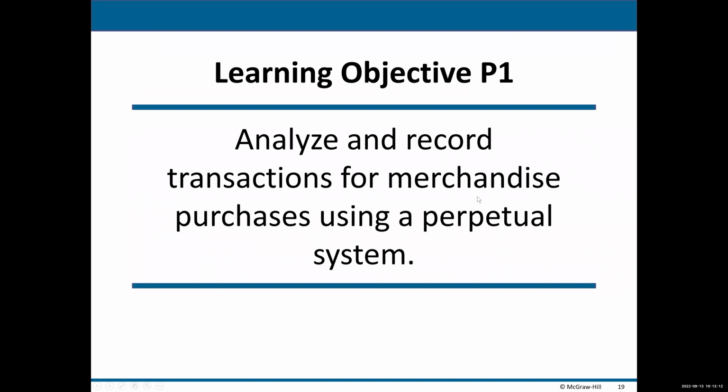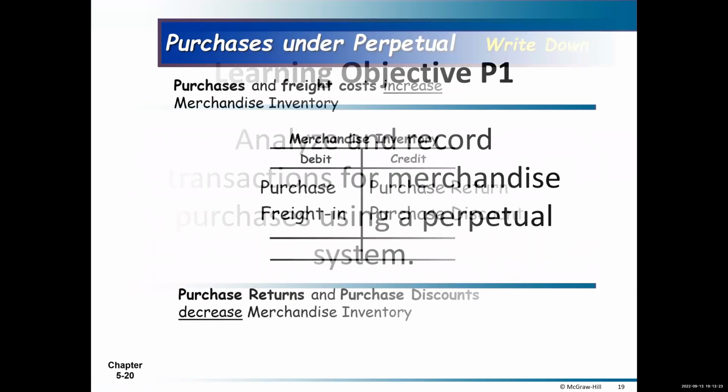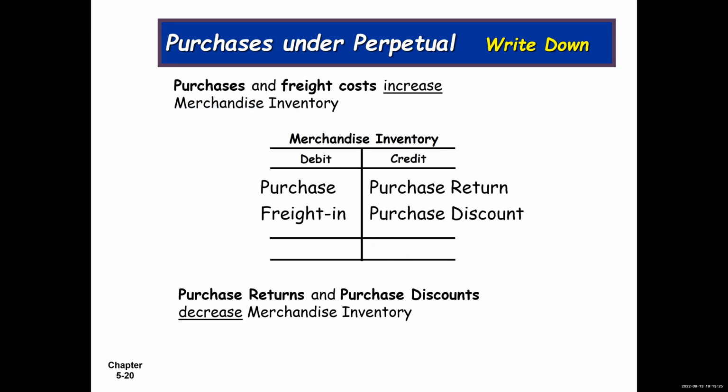Now we're going to analyze and record transactions for merchandise purchases using a perpetual system. What I'd like you to do is to write this down. I just want you to know what's going to increase the merchandise inventory account and what's going to decrease the merchandise inventory account. The merchandise inventory account is going to be increased when you purchase inventory. You buy an asset and you put it in. So it's going to increase with the debit, right? Because merchandise inventory is an asset.